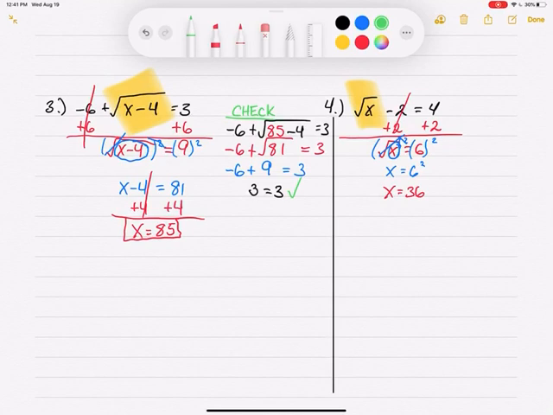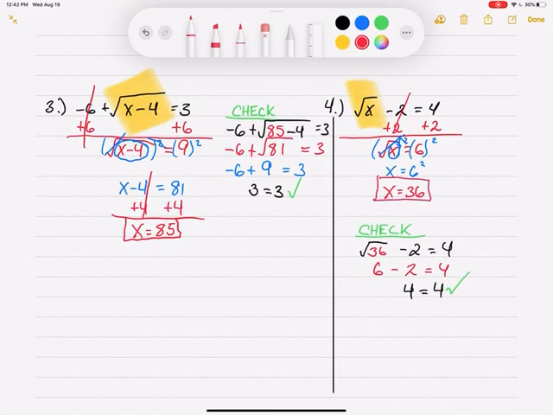So again, I'm going to check my answer. I have the square root of 36 minus 2 equals 4. The square root of 36 is 6. And 6 minus 2 does in fact equal 4, crazily enough. So that means we're good here. And my answer is in fact 36.